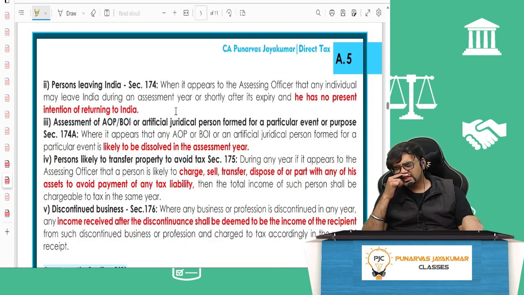Next, persons leaving India who have no intention to come back. Nityananda, Swami Nityananda, then this fellow, Vijay Mallya and all. Where it appears to the assessing officer that any individual may leave India during the assessment year and has no present intention of returning to India, he can say pay tax that time only. When they were telling that only, they ran away. They wanted to catch Vijay Mallya, he ran away. Same with this guy also. Tax evasion, Nityananda, ran away.